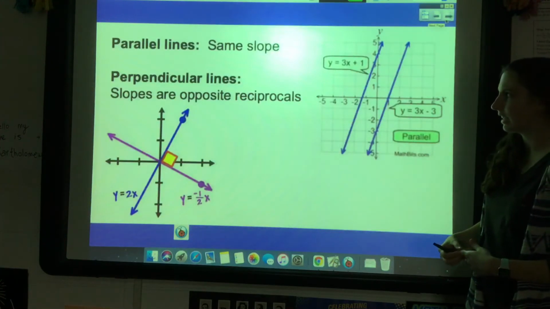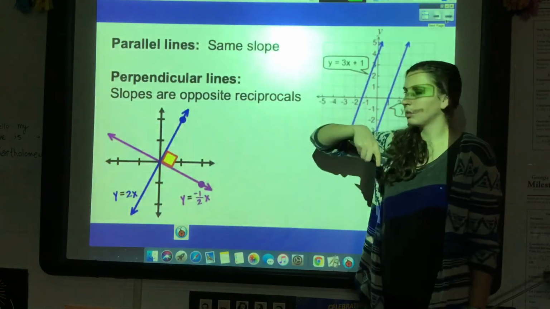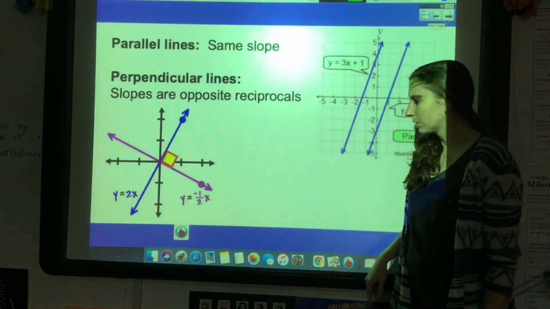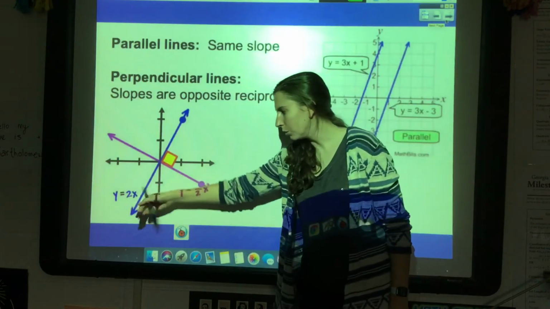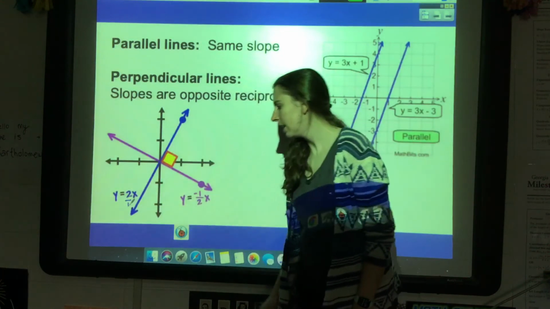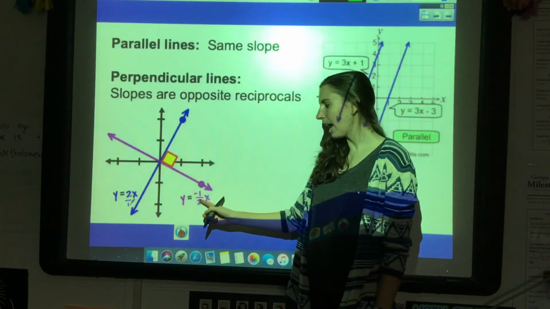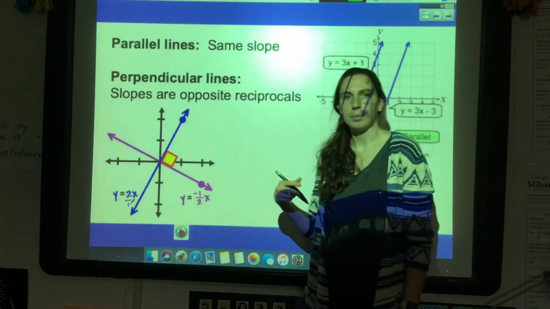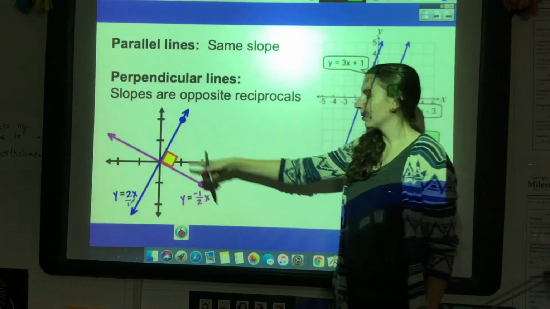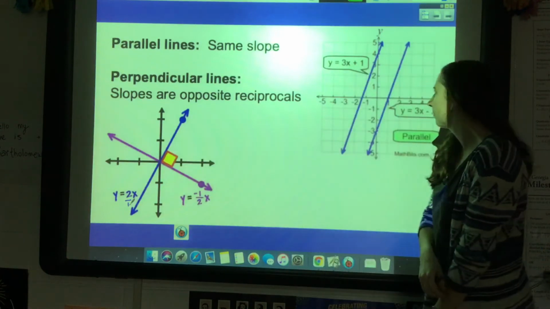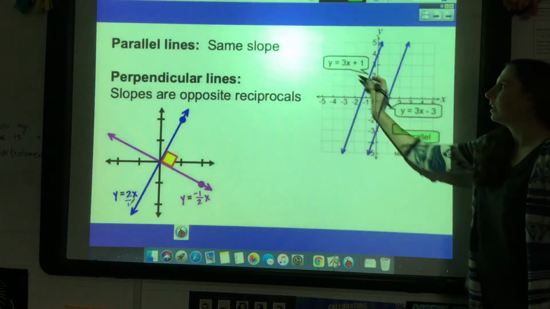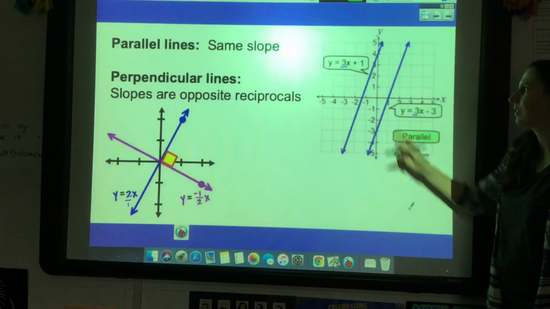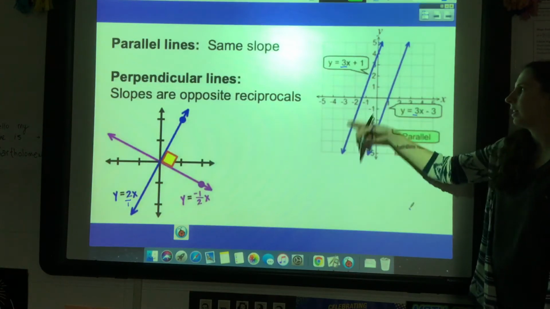So just as a reminder, parallel lines have the same slope, perpendicular lines have slopes that are opposite reciprocals. For example, like 2, which is kind of 2/1, if you were to flip that, you would get 1/2 and then make it negative. So those slopes are opposite reciprocals, and that does make a right angle. Or like on this one here, see how they have the same slope? So they are parallel. They'll have different y-intercepts, of course, but same slope.